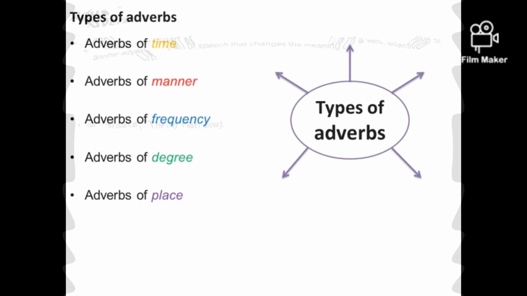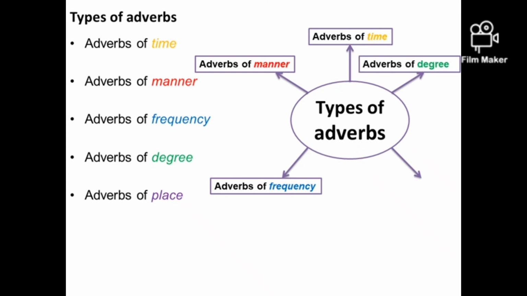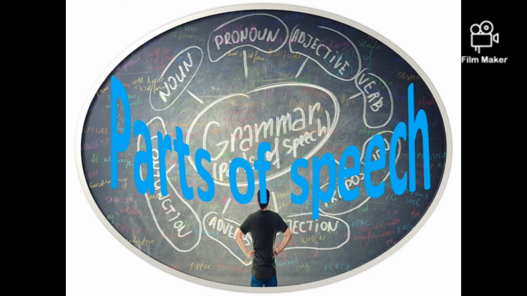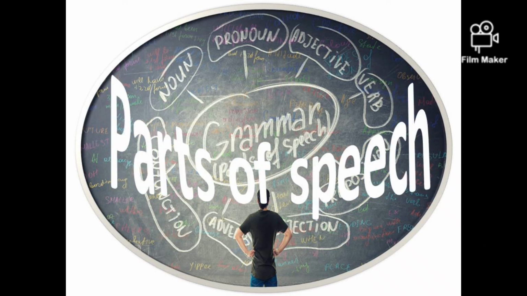There are different types of adverbs. We have adverbs of time, adverbs of manner, adverbs of frequency, adverbs of degree. There are so many of them that we're going to learn about in our future lessons. But all that we can be satisfied by right now is that we know what an adverb is, we know what an adjective is, we know what a preposition is, and we know what a conjunction is.